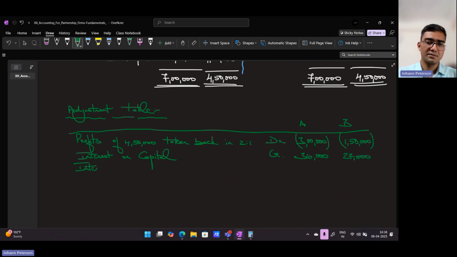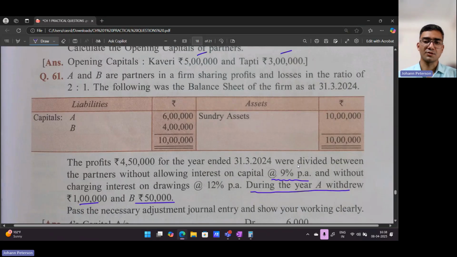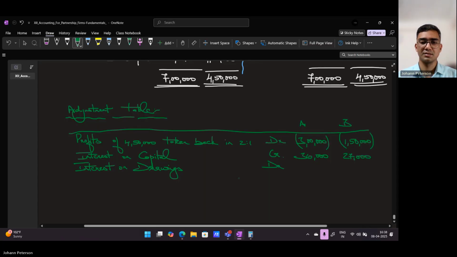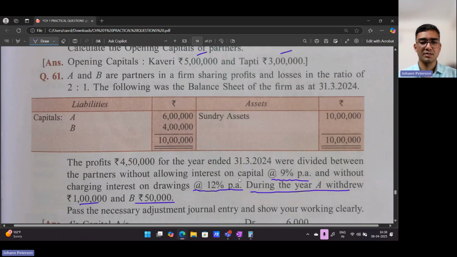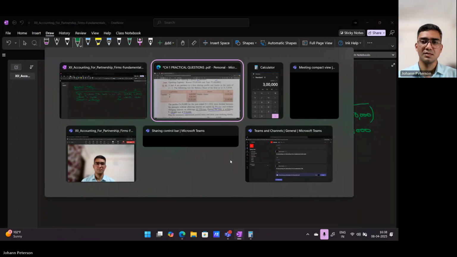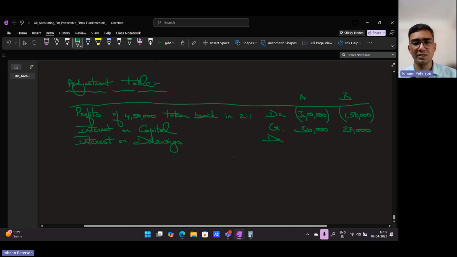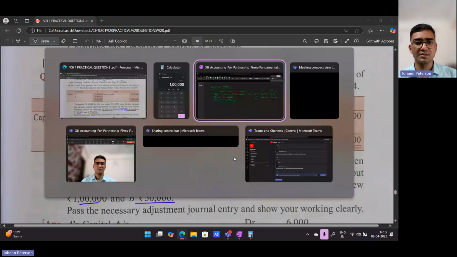Then interest on drawing. This is to be debited in the partner's capital account. So we will write debit here. Now we are told our total drawings. We are told our interest rate, which is 12% per annum. Total drawings are 1 lakh. So we know the formula. So that formula is the total drawings, which is 1 lakh, into the rate, which is, I think, 12, we read, 12%.